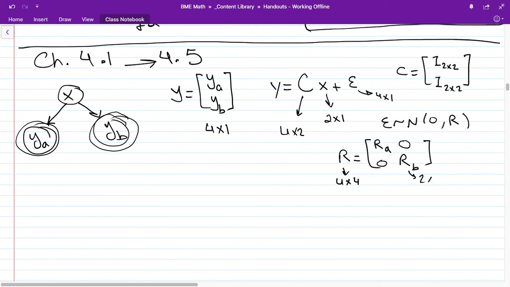Or this is a 2x2. Okay, so let me stop for a second to see if you have any questions about how I set up the problem. So let me go over it one more time.